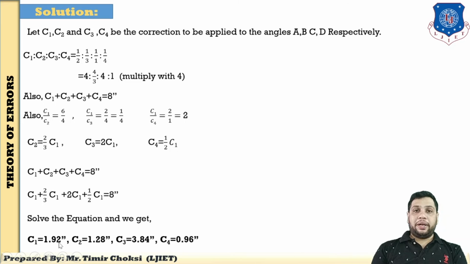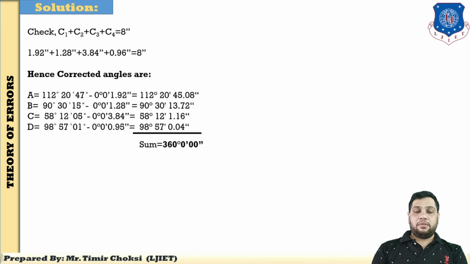So C1 is 1.92 seconds, C2 is 1.28 seconds, C3 equals 3.84 seconds and C4 equals 0.96 seconds. Now solve this equation and find C1, C2, C3 and C4. Now check: add all the corrections and check the answer with the difference. You know that the answer is 8 seconds, so it's right. So the corrections are found. Now find the corrected angles.